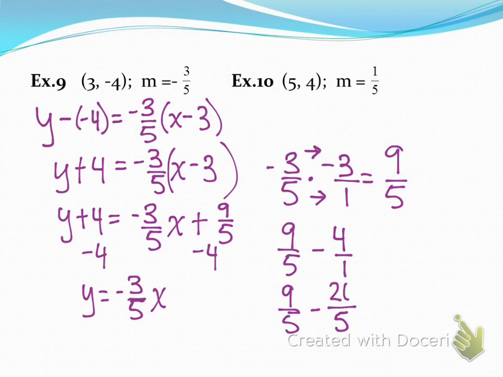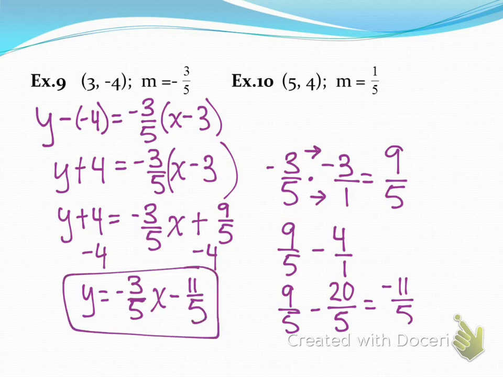20. If I multiplied the 1 by a 5, the 4 gets multiplied by a 5. Now they have the same denominator, so I can subtract their numerators. What is 9 minus 20? Negative 11. Our denominator stays the same. So we end up with y equals negative 3/5 x minus 11/5.